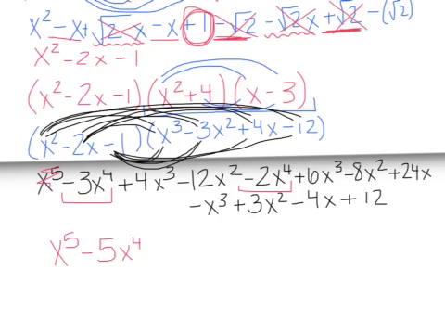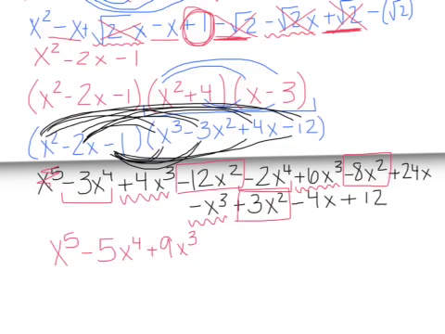We have a positive 4x to the 3rd, a positive 6x to the third, and a negative x to the third. So the positive 4 and the positive 6 give us a 10. And then we have a negative 1. So we have a positive 9x to the third. Then next we have a negative 12x squared, a negative 8x squared, and a positive 3x squared. So negative 12 and negative 8 will combine to get negative 20. Then we have to plus 3, so we have a negative 17x squared.